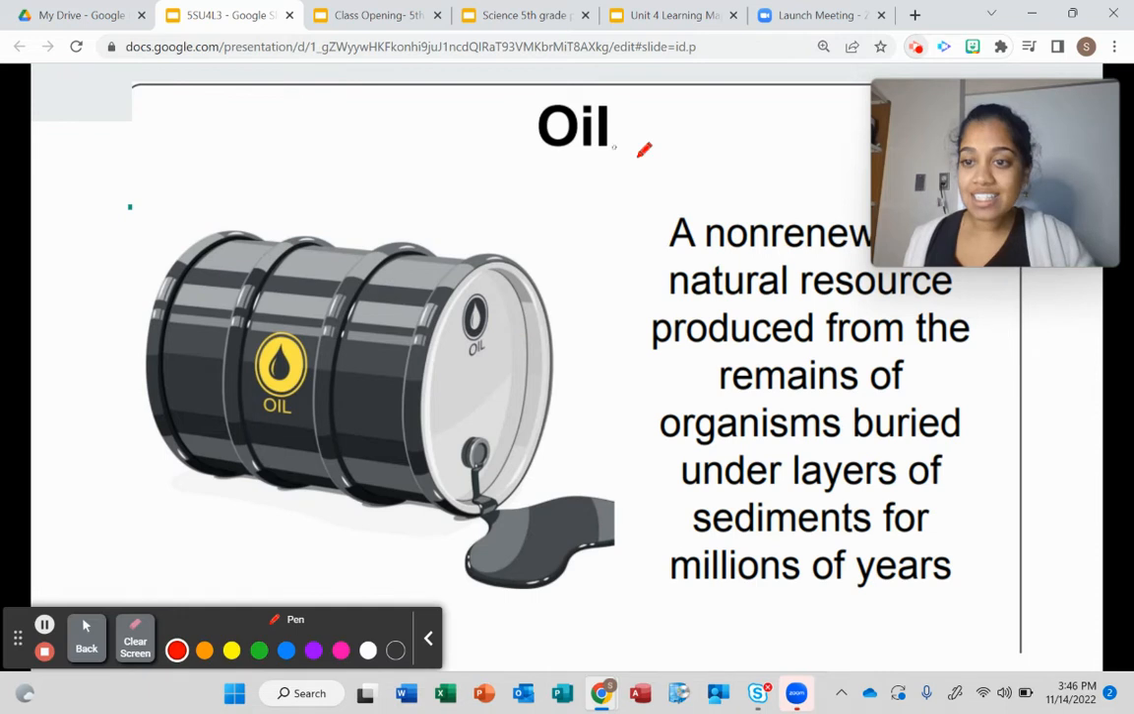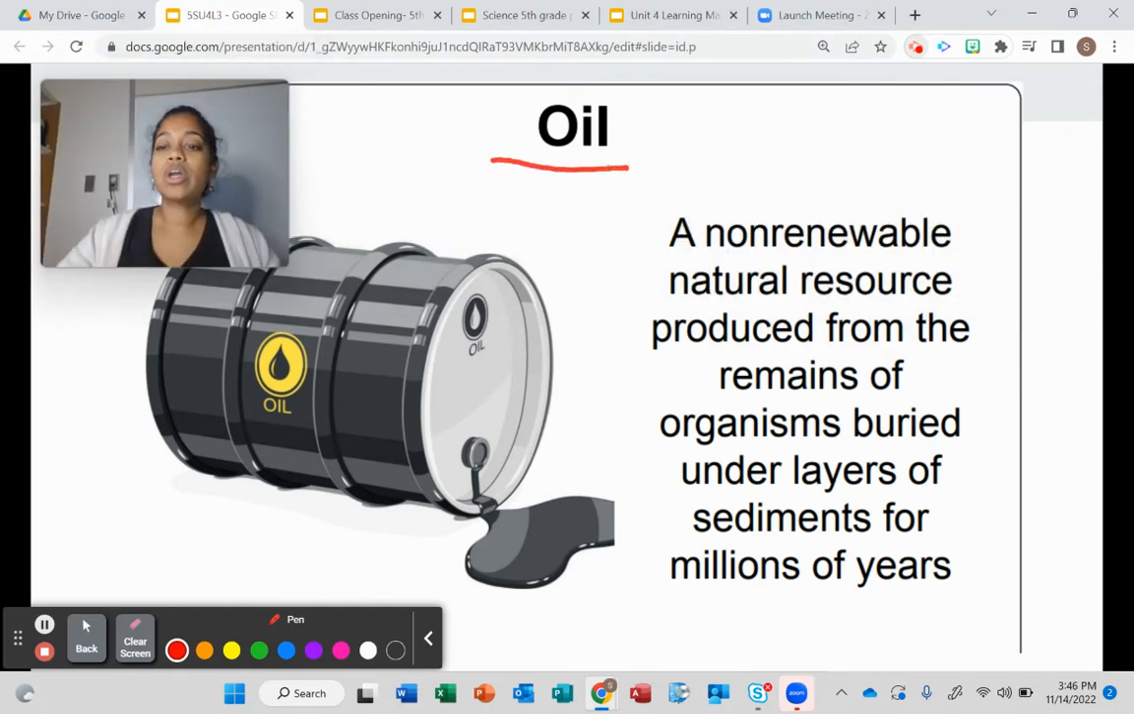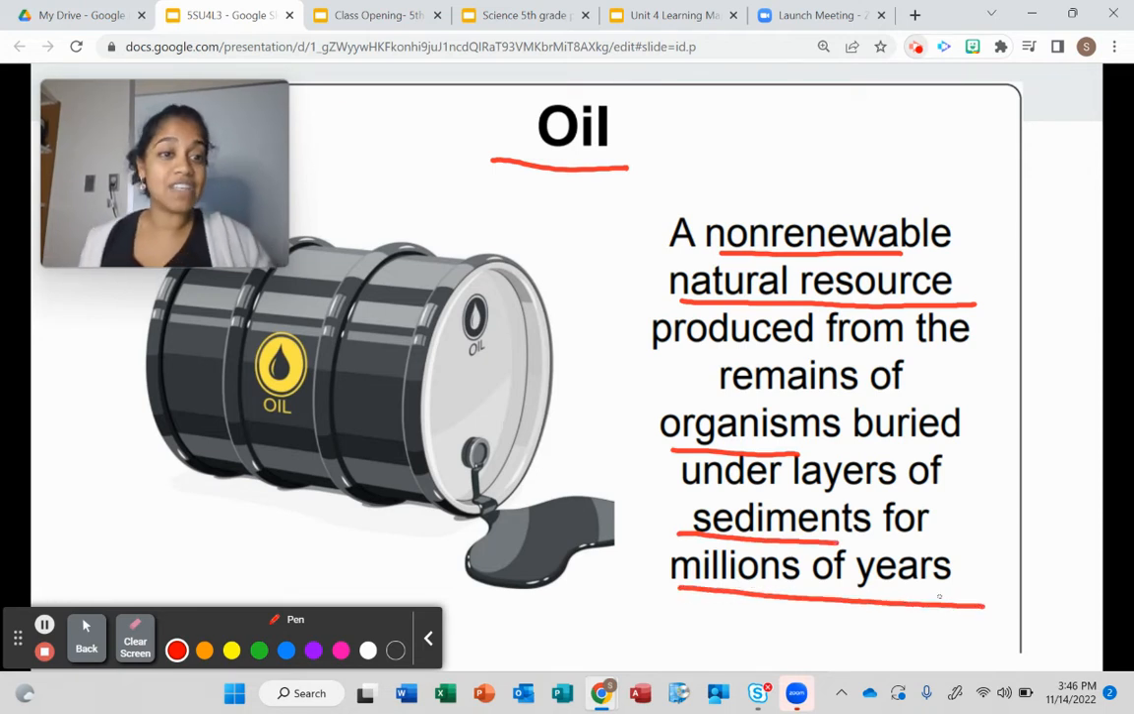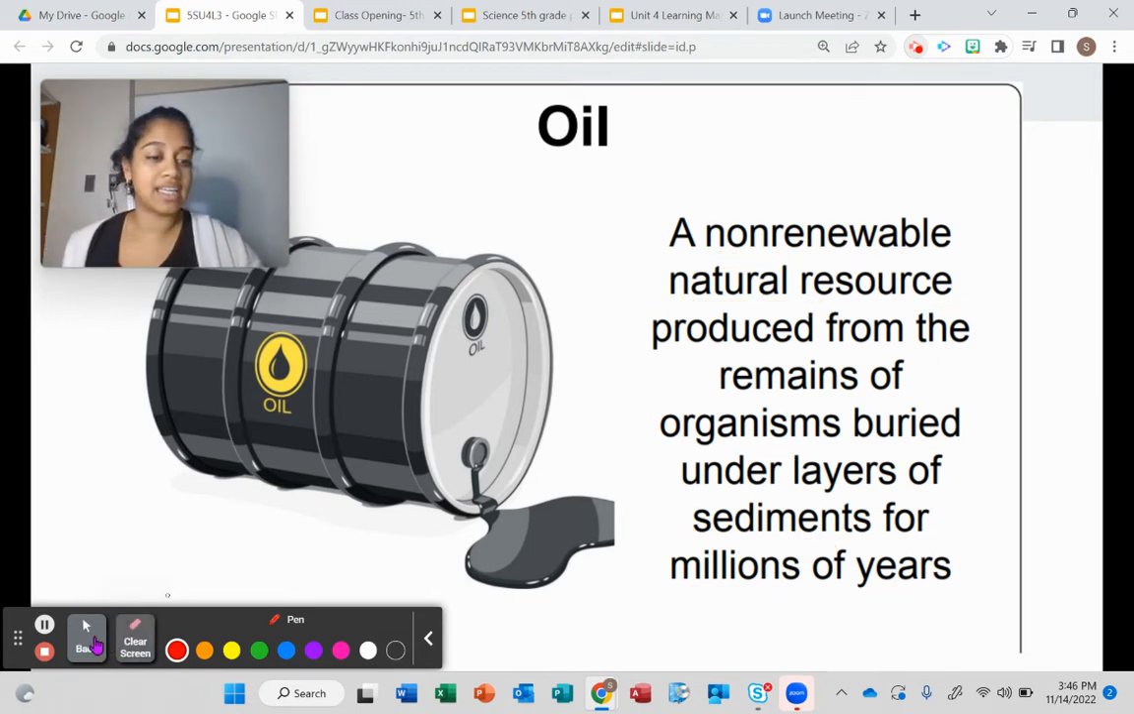And the last fossil fuel that we're going to talk about today is oil. Oil is a non-renewable natural resource produced from the remains of organisms buried under layers of sediments, over millions of years. So, all of our fossil fuels take a really long time to be made, and we're going to go over that in just a second.